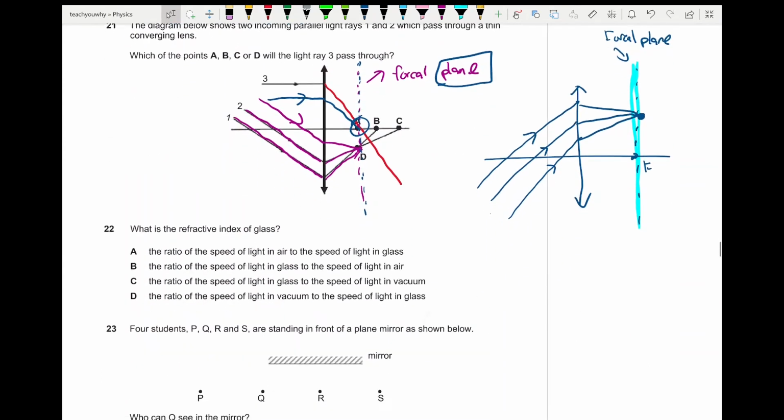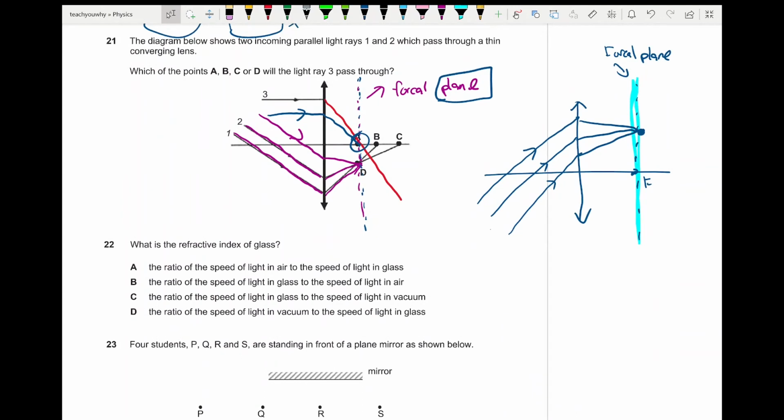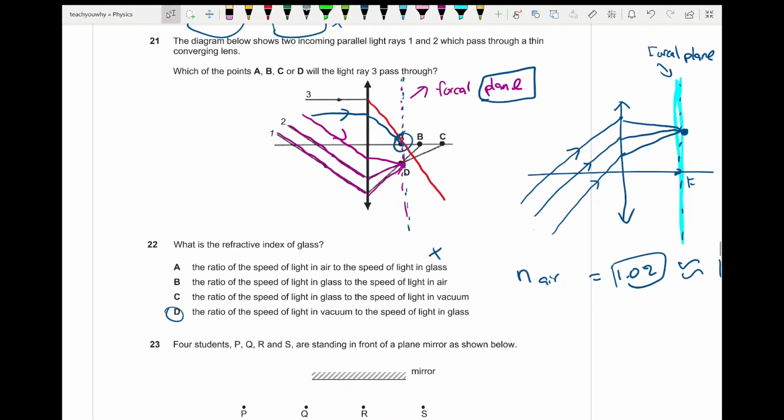Now, moving on. 22, what is the refractive index? Ratio of speed of light in air to speed of light in glass? No. The correct definition is the ratio of speed of light in vacuum to the speed of light in glass. So in fact, air has a refractive index of about 1.02. So it's approximately equal to vacuum, so that's why we usually assume that air and vacuum are the same.